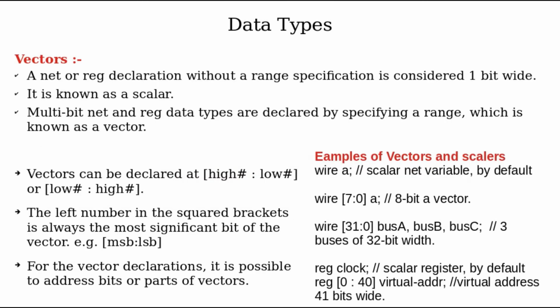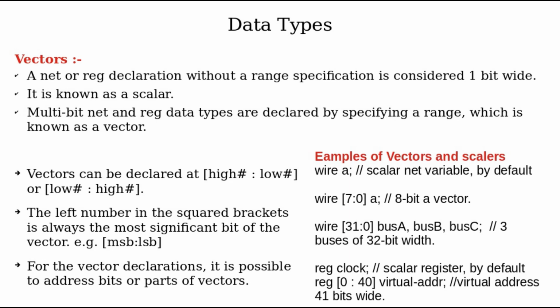Another data type is vectors. A net or a reg declaration without a range specification is considered 1 bit wide and it is known as a scalar, as we have already described. Multi-bit net and reg data types are declared by specifying a range, which is known as a vector.